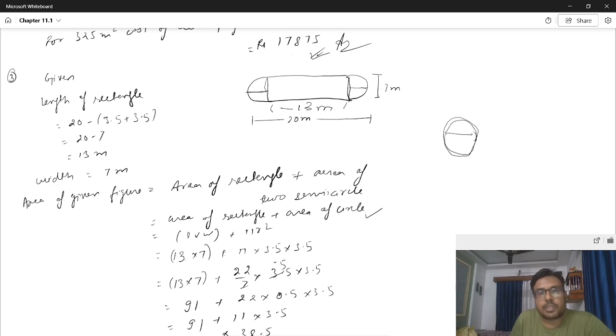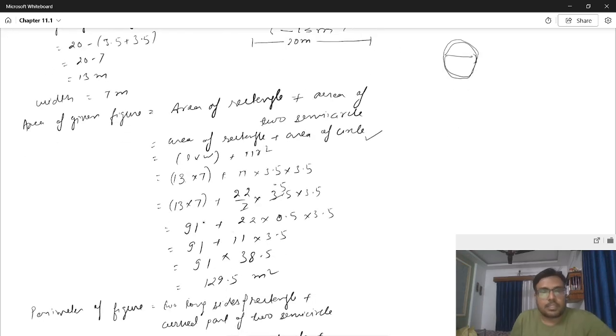You can also calculate the radius from this: this is 7, it is the diameter, so if we divide 7 by 2, it will be 3.5. Now solve this. 13 into 7 is equal to 91. This is pi, 22 by 7, into 3.5 into 3.5. If 7 cuts 3.5, it will be 0.5. So 91 plus 22 into 0.5 into 3.5. 0.5 is nothing but 1 by 2.